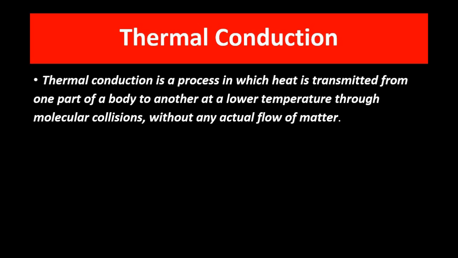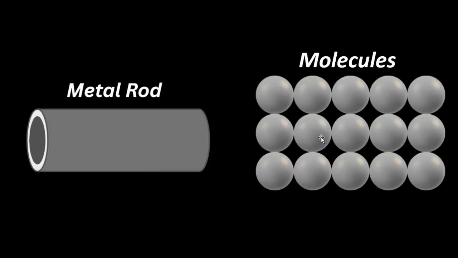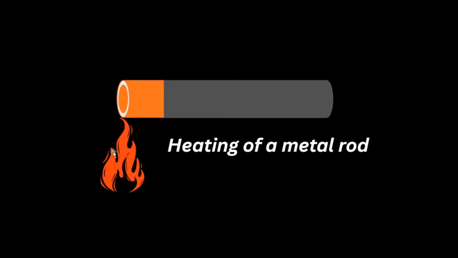Let us take a very basic example. Let's say we have a metal rod. This is one end of the metal rod, this is the other end. Obviously this metal rod is made up of molecules which are closely packed. Let's say we heat one end of the metal rod. Obviously, the temperature in that end will increase slowly and steadily.